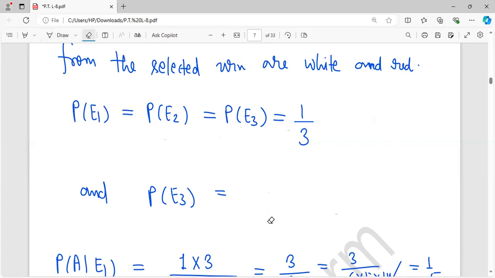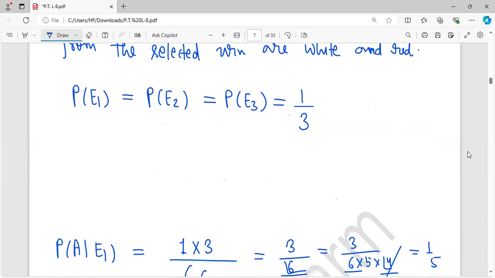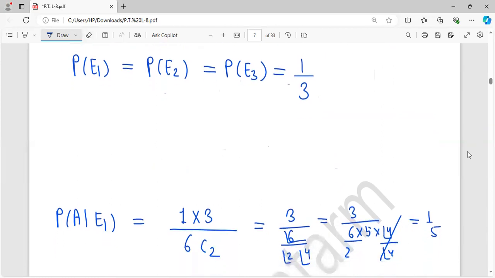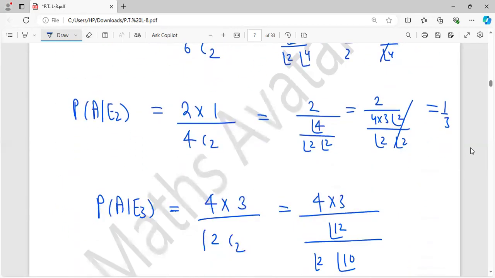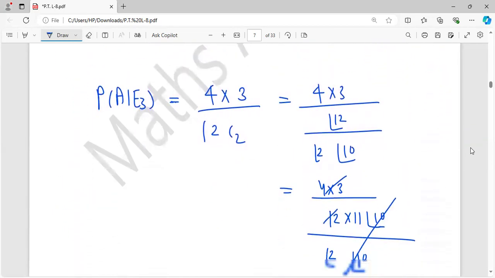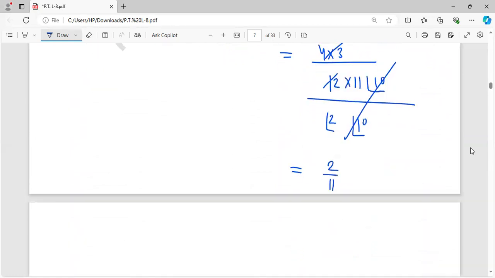Okay. Because these are the events: E1 is the event that urn 1 is chosen, E2 is that urn 2 is chosen, and E3 is that urn 3 is chosen. Also, P(A relative to E1) we calculated as 1/5, P(A relative to E2) turns out to be 1 by 3, and P(A relative to E3) we calculated as 2 by 11.